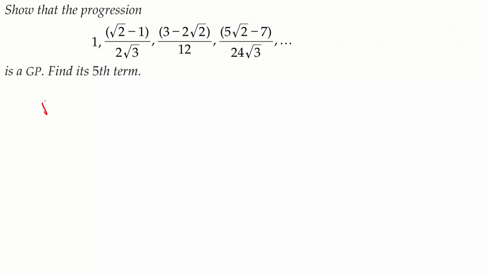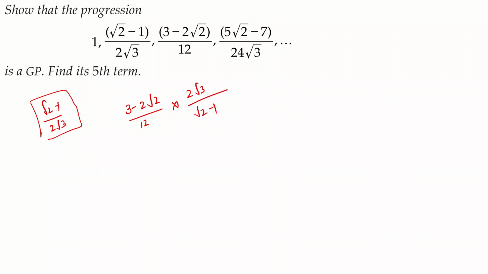So root 2 minus 1 by 2 root 3 divided by 1 doesn't give us anything new, so it is just root 2 minus 1 by 2 root 3. Then we need to divide the third term by the second term. So 3 minus 2 root 2 divided by 12, divided by the second term, which is actually 2 root 3 divided by root 2 minus 1. So I have just multiplied with the reciprocal of it. So now I need to verify whether this is turning out to be the same as this.